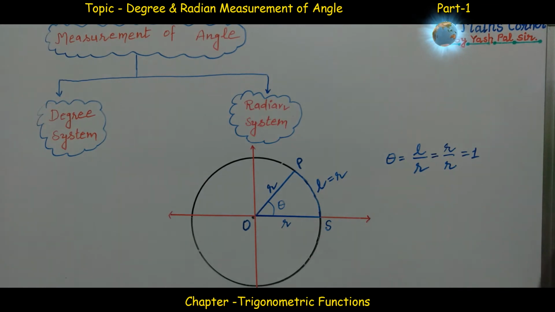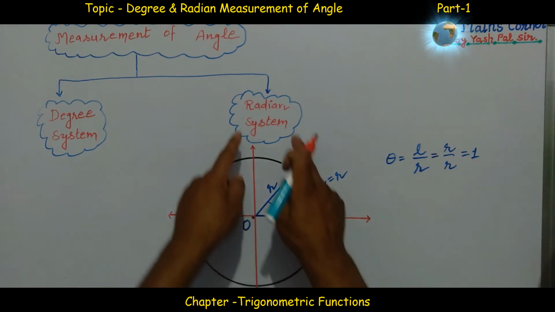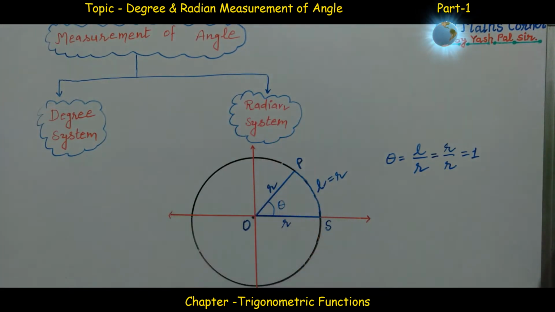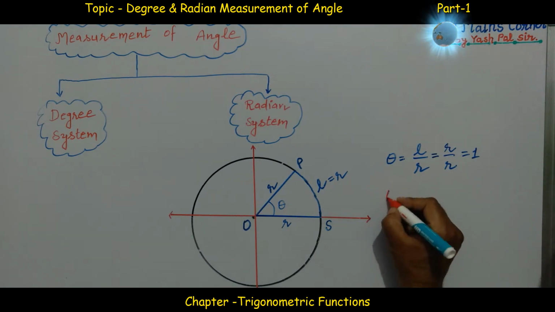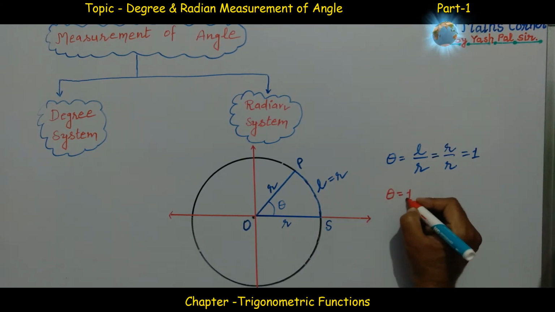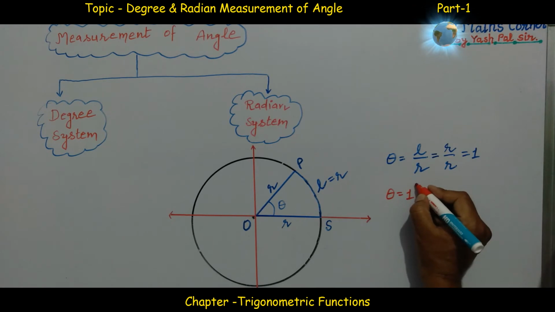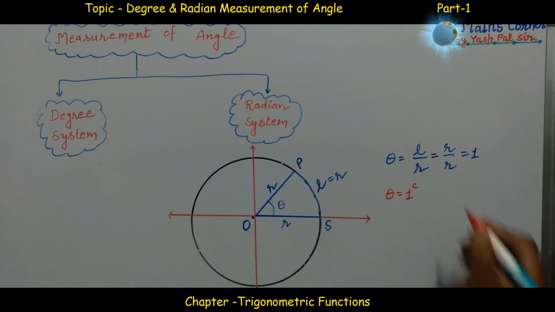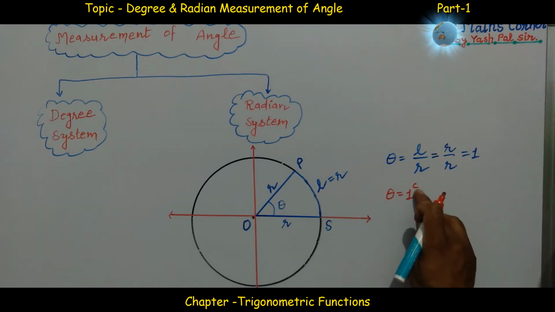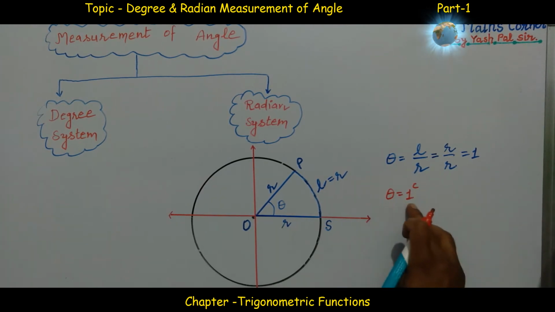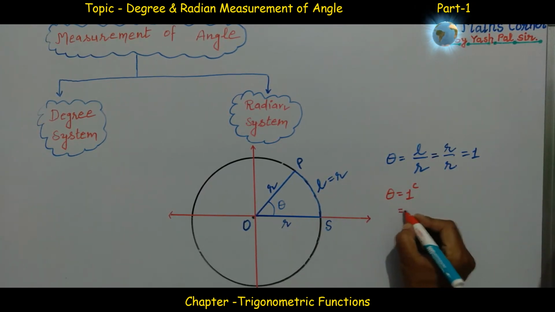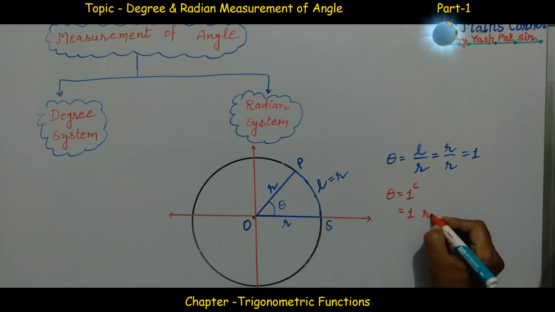This is the very beginning of the concept of the radian system. This theta is equal to 1. This is called 1 radian. C is the symbol, superscript C. Theta is equal to 1 radian. We write 1 radian.